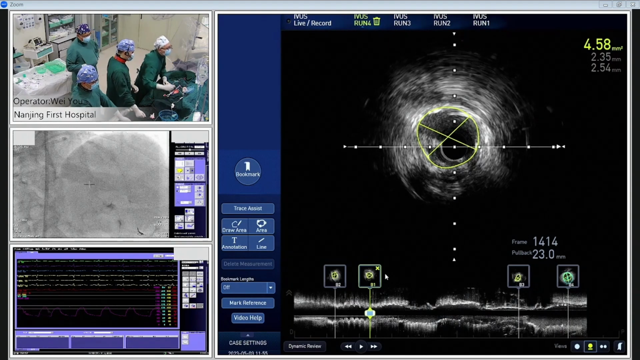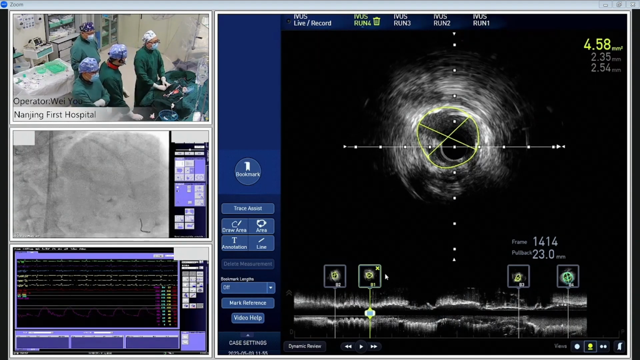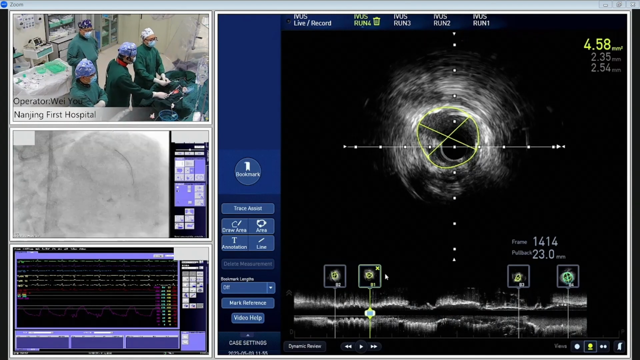So Dr. Yu, can you give some summary for this case? Then we will switch to the next lab. Dr. Yi has prepared another challenging CTO plus bifurcation case.